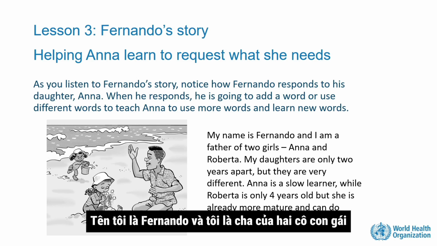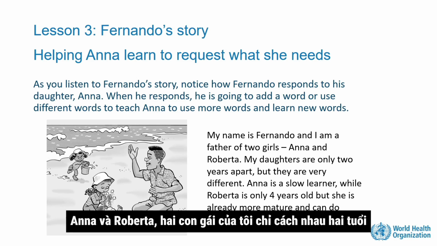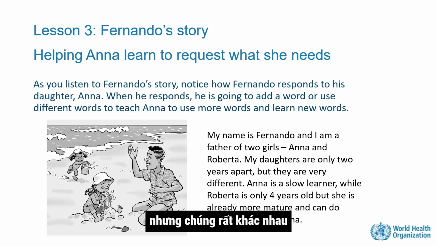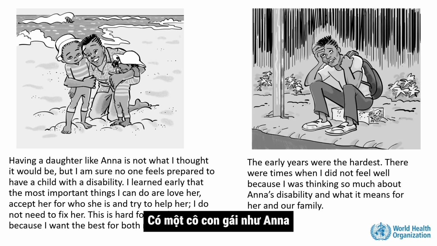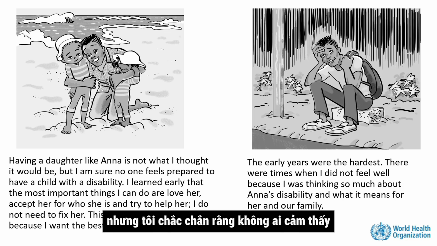My name is Fernando, and I am a father of 2 girls, Anna and Roberta. My daughters are only 2 years apart, but they are very different. Anna is a slow learner, while Roberta is only 4 years old, but she is already more mature and can do more things than Anna. Having a daughter like Anna is not what I thought it would be, but I am sure no one feels prepared to have a child with a disability.